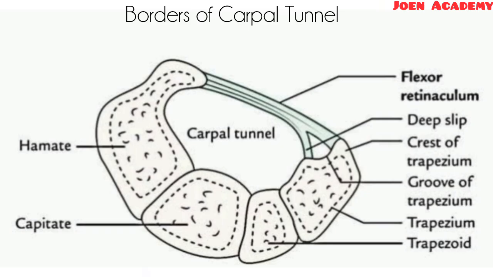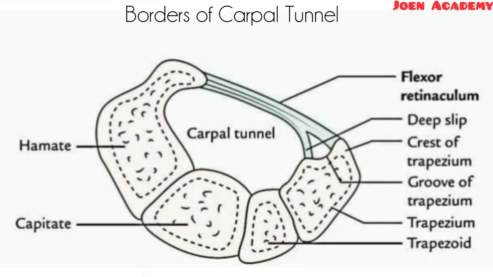The carpal tunnel is formed by two layers, a deep carpal arch and a superficial flexor retinaculum. The deep carpal arch forms a concave surface which is converted into a tunnel by the overlying transverse carpal ligament, which is also called flexor retinaculum.